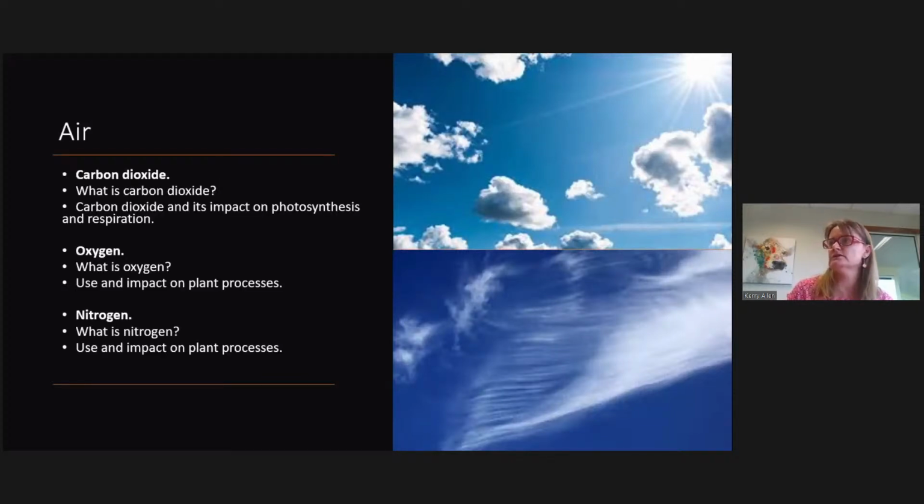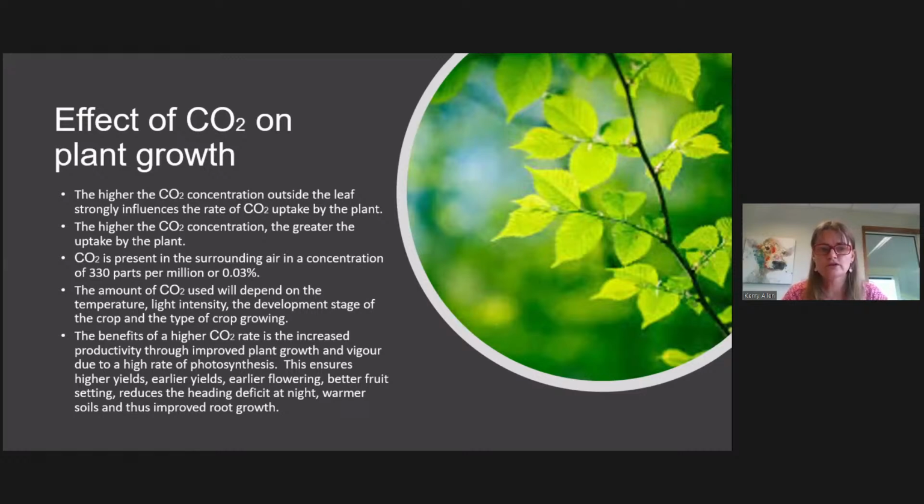So the next one is looking at air. This is broken into three areas: carbon dioxide, oxygen, and nitrogen. Carbon dioxide is obviously used in photosynthesis. Oxygen is required for respiration, and nitrogen is used by some plants to increase their growth. So I'll just quickly go straight on to carbon dioxide. Usually the carbon dioxide that plants require is enough in an outdoor environment. However, it's often not enough in an indoor environment.